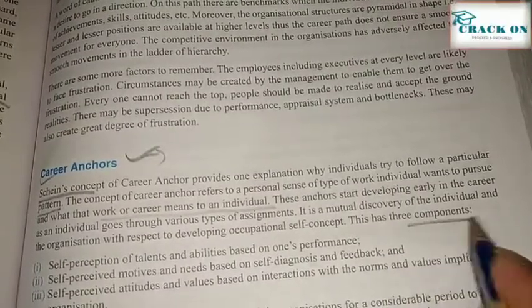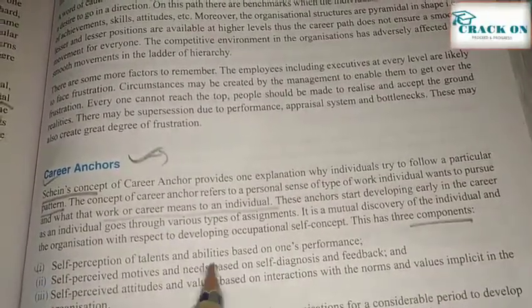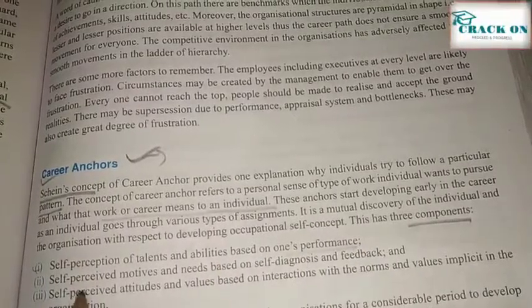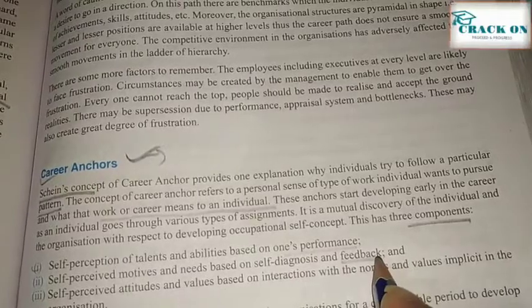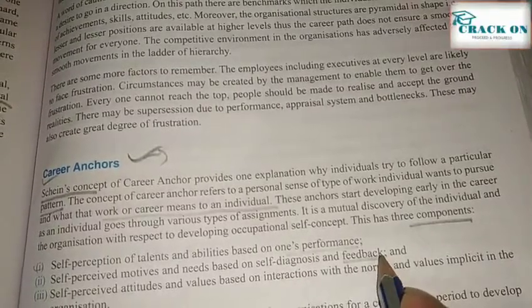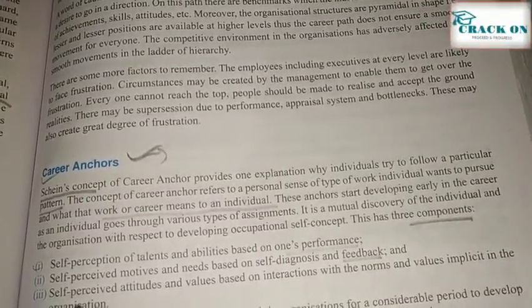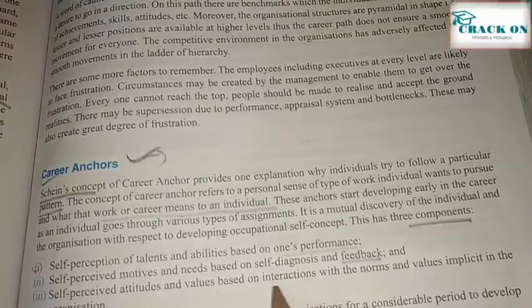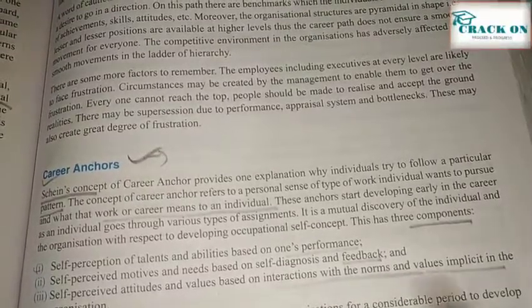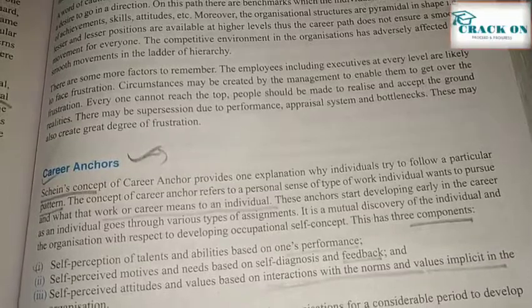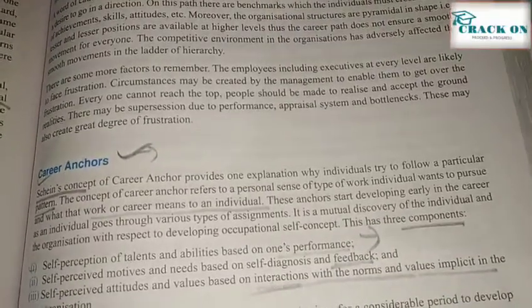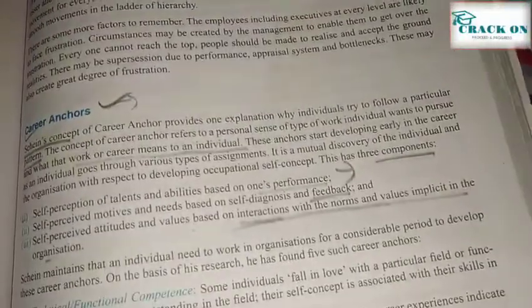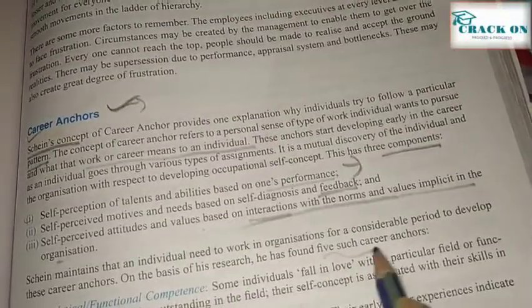This has 3 components: self-perception of talents and abilities based on one's performance; self-perceived motives and needs based on self-diagnosis and feedback. Feedback also plays another very important role in achieving the goal. Then self-perceived attitudes and values based on interaction with the norms and values. So one is interaction, another is feedback, another is analyzing your own ability and performance, right? So here are also 5 such career anchors.